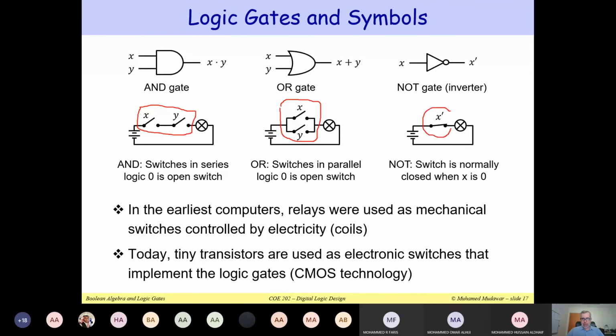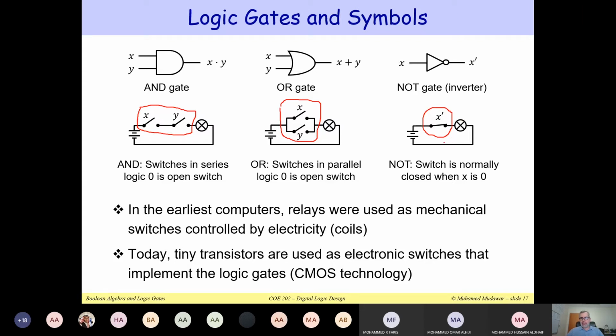So by default, if you don't apply any voltage on X, the transistor will be closed. So it's normally closed when X is equal to 0. When you apply a voltage, you are going to open the switch. So this type of switch is basically a negative type of switch. It's not like a positive type. So it will open if you apply a 1. So when you apply a certain voltage level on the X input, you will open the switch. If you open the switch, it will not conduct electricity, and therefore the output will be 0, and this light bulb will be off.